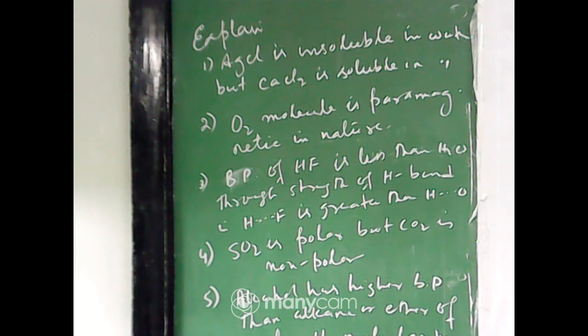AgCl is insoluble in water, but CaCl2 is soluble in water. O2 molecule is paramagnetic in nature. Boiling point of HF is less than H2O, though strength of hydrogen bond in HF is greater than H2O. SO2 is polar but CO2 is non-polar. Alcohol has higher boiling point than alkane or ether of comparable molecular mass. Try to do these questions, okay? In the next class I will also give some other questions on chemical bonding, because it is a very important chapter.